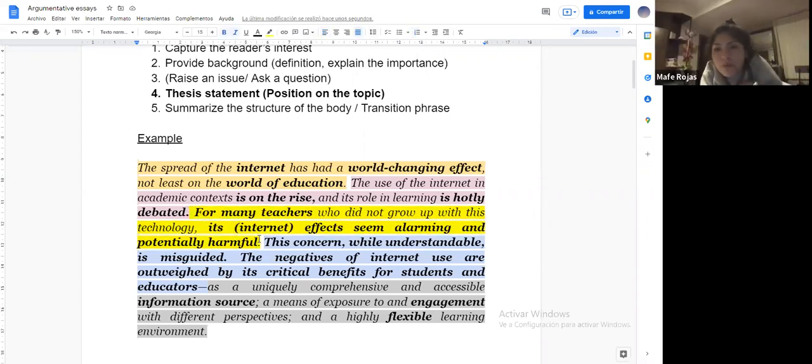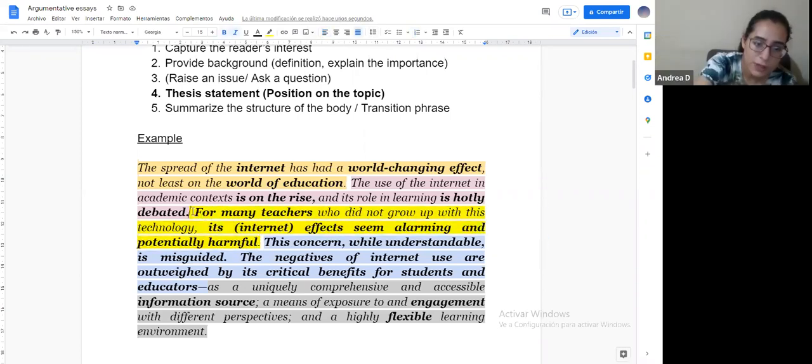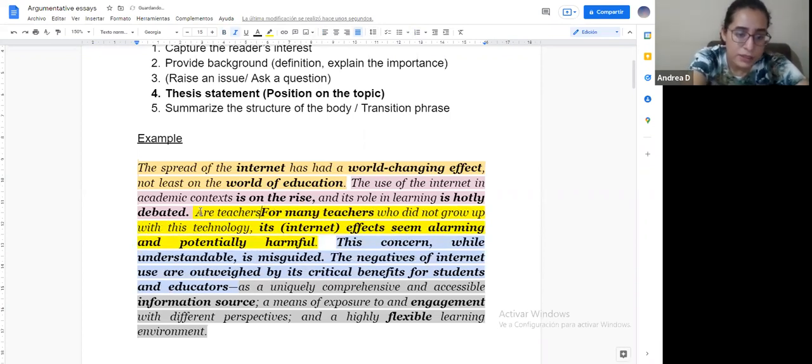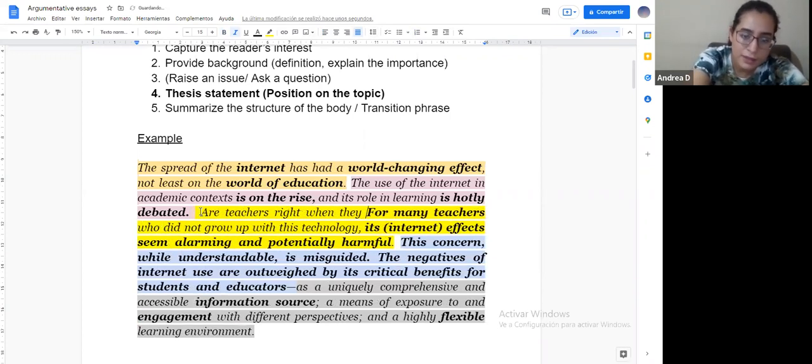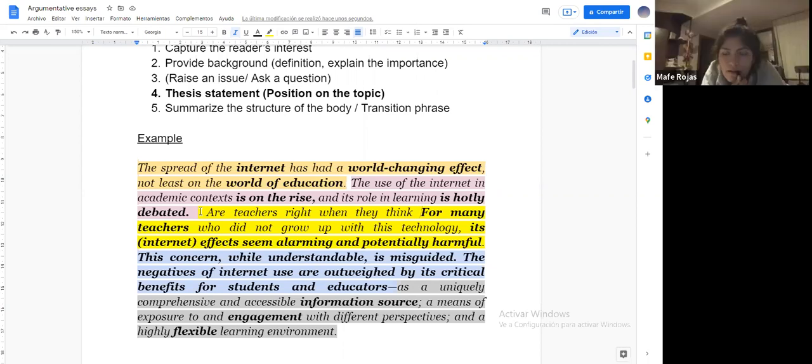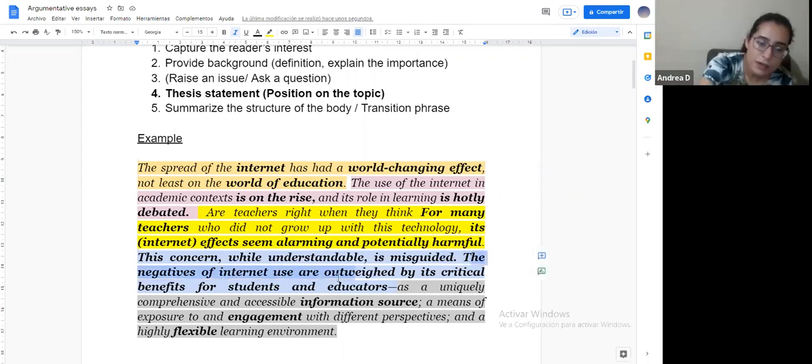In this part in yellow, another way of putting this would be a question, like what the other author did. So you could say, are teachers right when they think the internet is harmful and alarming? So that could be a question. Or you could just say, what is the actual impact of the internet in educational settings? And then you answer the question, right? You say the negatives of the internet are outweighed by the critical benefits.